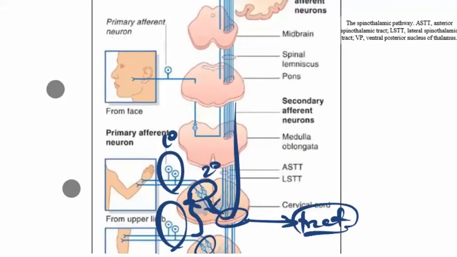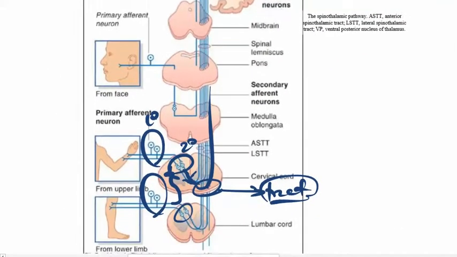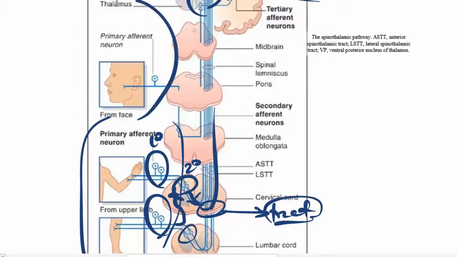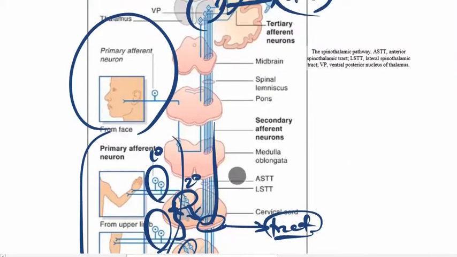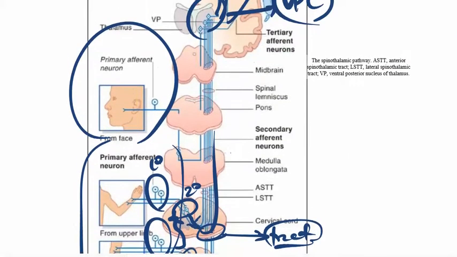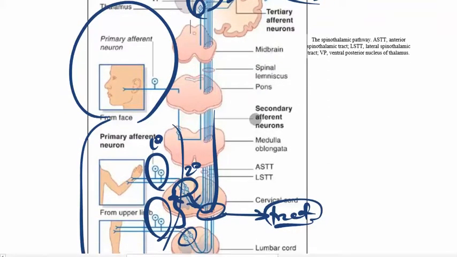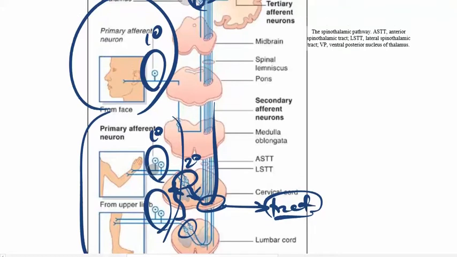Okay, so in addition to the ones that I'm talking about, you also have the facial one, right? The difference with the facial one is that when you look at the thalamus, it's going to be synapsing onto the VPM, ventral posterior medial, as opposed to the ventral posterior lateral, right? And notice that this primary neuron is not located in your dorsal root ganglion.